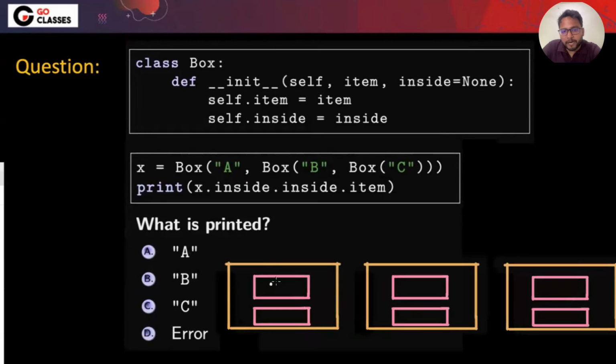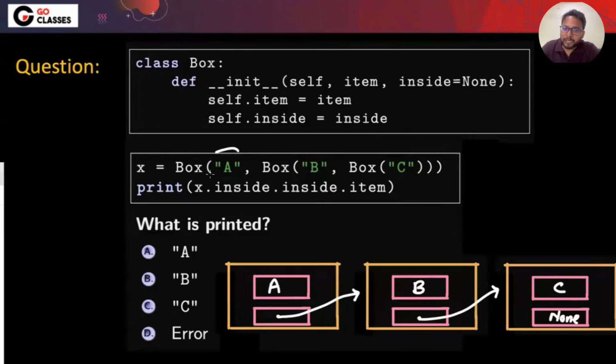Now this item is A. Inside is basically referring to some other box, whose item is B, which inside is referring to some other box, whose item is C, right? And which inside is actually none. Why? Because by default it is none. Is this diagram clear to everyone, that after this line this diagram will be created?